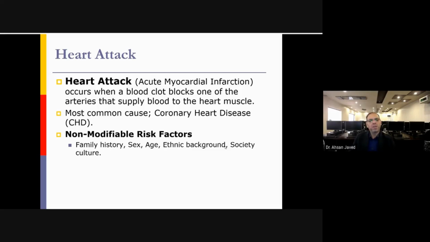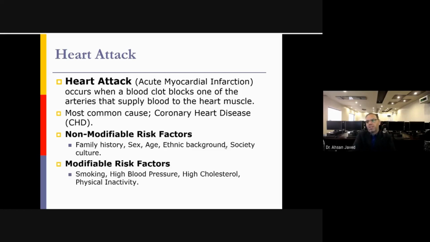Family history cannot be changed. You cannot change your parents. Although there are some reported instances, in most cases you cannot change your gender. Age cannot be changed. Your ethnic background cannot be changed, and with certain ethnic backgrounds there are certain chronic conditions linked to them. Most of the time, society and culture cannot be changed either, because the society in which we live may have bad eating habits and less interest in physical activities and exercise. So these are mostly non-modifiable risk factors.